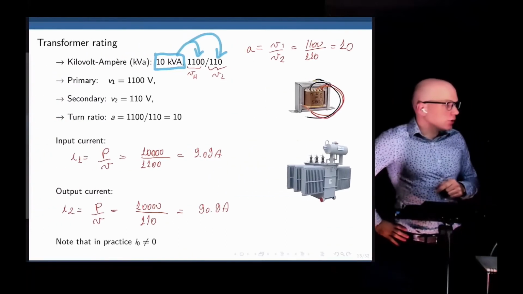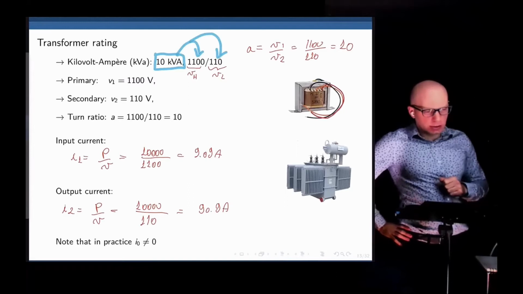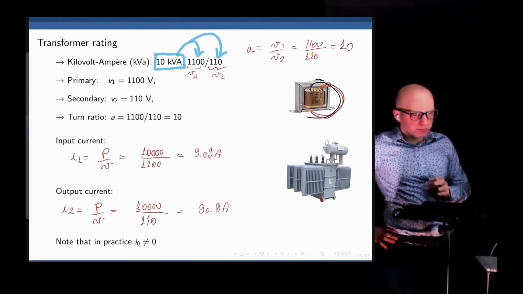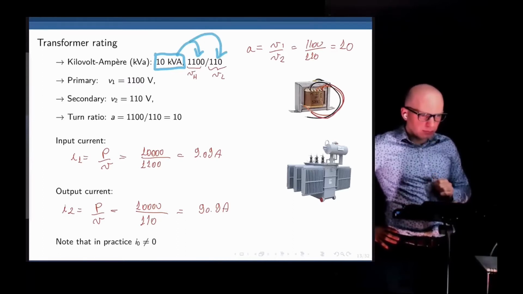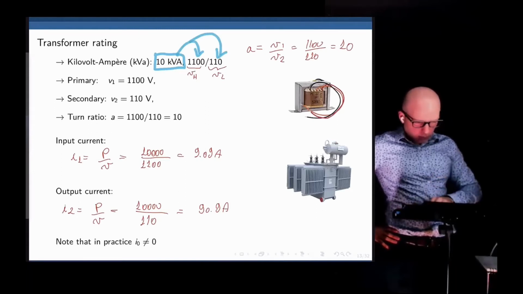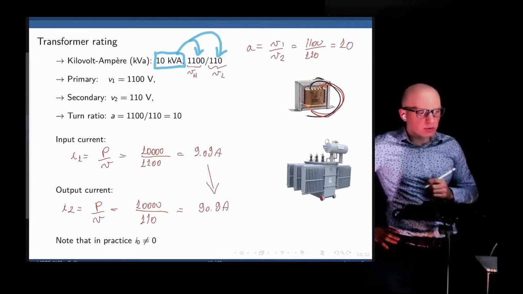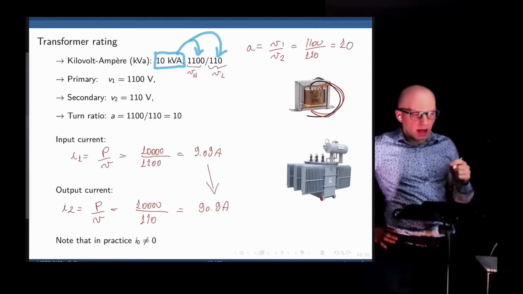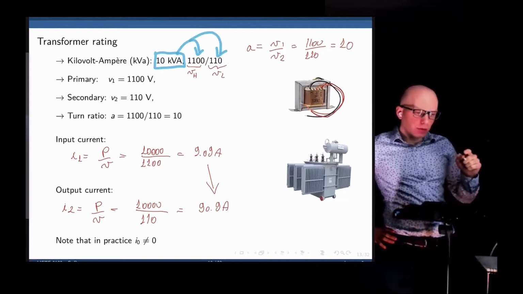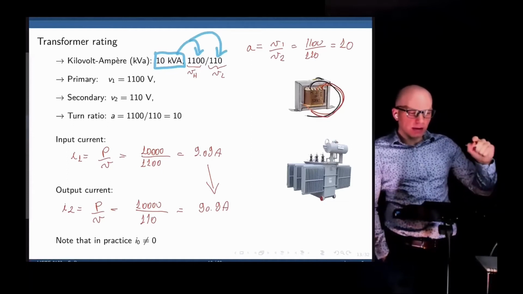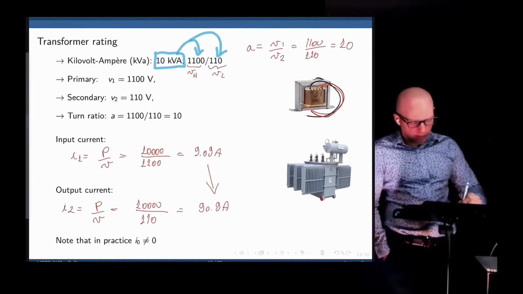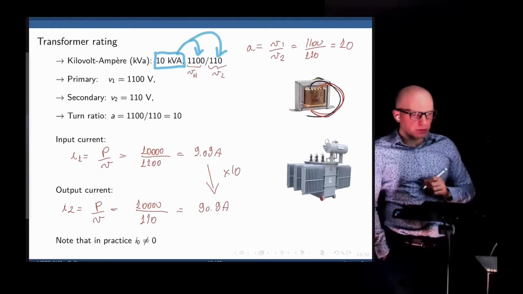Okay, any questions at this point before we do an exercise? I have a question about this. For I2, could we have used the relationship of I1 over I2 equals A, or sorry, 1 over A? Yeah, and this is exactly what happened. You see, this would be 1 over A times A. The input current times A is the output current. That's a factor of 10. Yeah, it's the same.